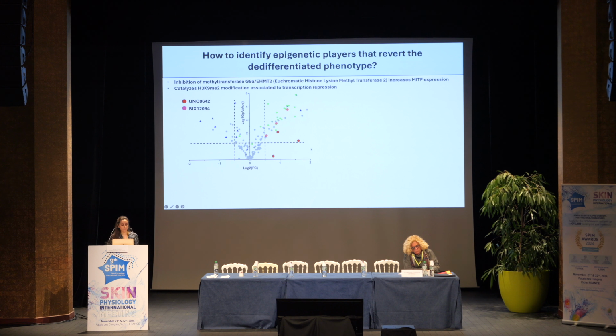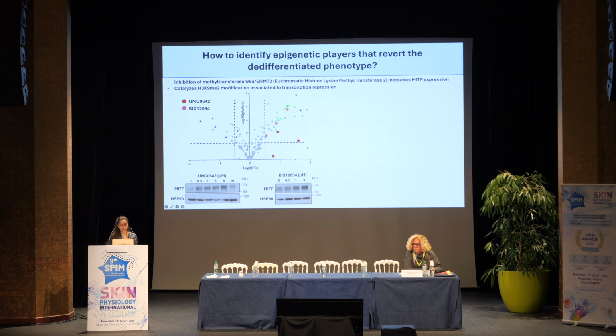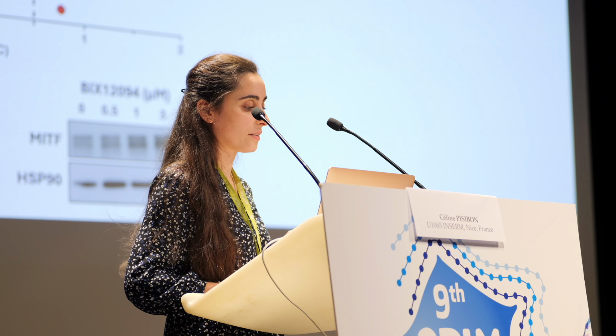What you can see here on this plot, UNC 0642 and BX12094, are two inhibitors of the methyltransferase G9A, or EHMT2, in red and pink. They should increase MITF expression, and we saw an increase of the light emission. To validate these results, we looked at MITF expression at protein levels, and as you can see, with a dose response of these two inhibitors, we have an increased expression of MITF.